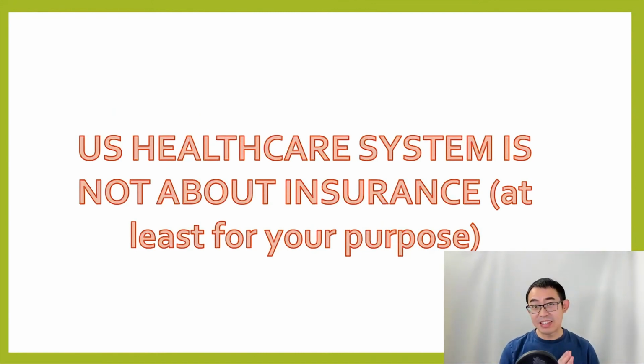Now, the U.S. healthcare system is not about insurance. Interestingly, when you Google or YouTube U.S. healthcare system explanation or simple explanation, they all talk about insurance. They talk about how Medicare works, Medicare for people 65 years old, how Medicaid works, Medicaid for people who cannot afford care and have very low income, and how reimbursement works. That is not important, at least for your purpose.